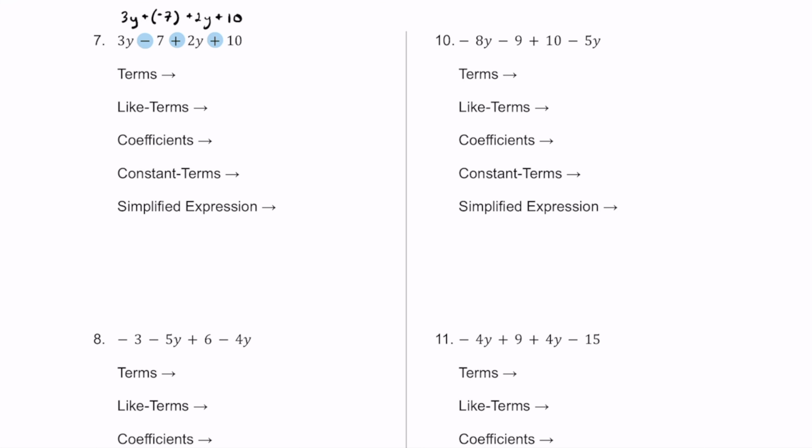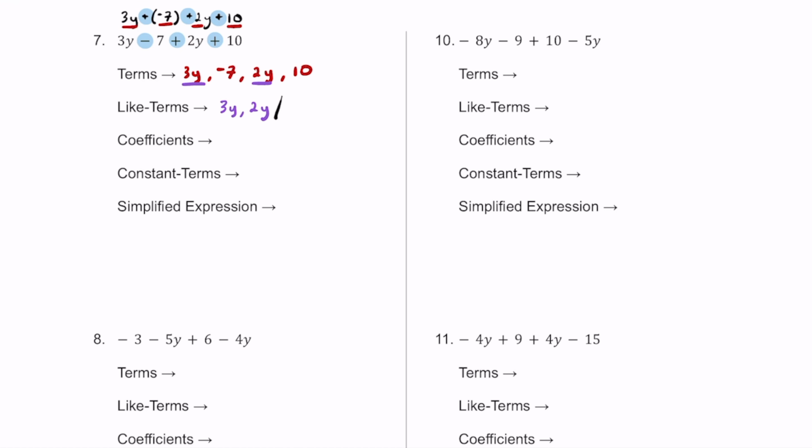So it looks like we have a plus sign, and a plus sign. And so we have 1, 2, 3, and 4 terms. So our terms are 3y, negative 7, positive 2y, and a positive 10. So we have these 4 terms, but which ones are like each other? This 3y and 2y, those ones are like each other. They both have the variable y.